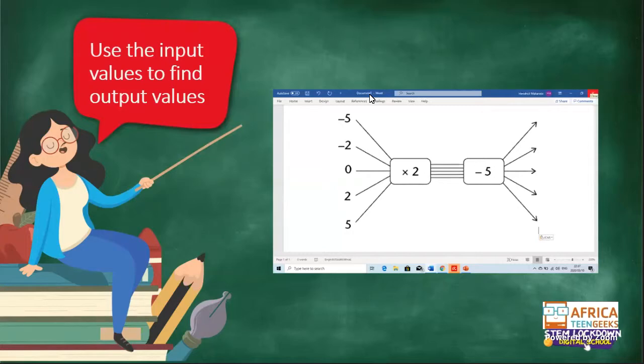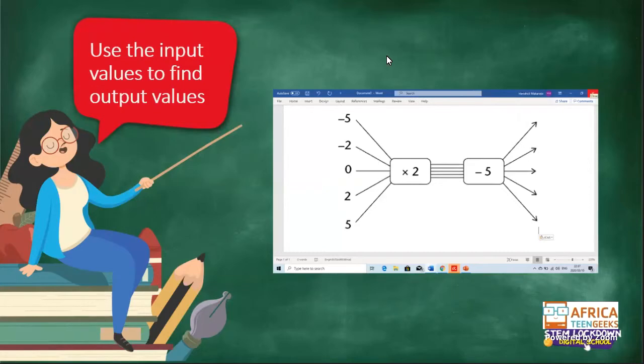And then we come to 2. What will be the output value if the input value is 2? So let us find the output value there. If the input is 2, once more, you will use the rule, and the rule says multiply by 2.